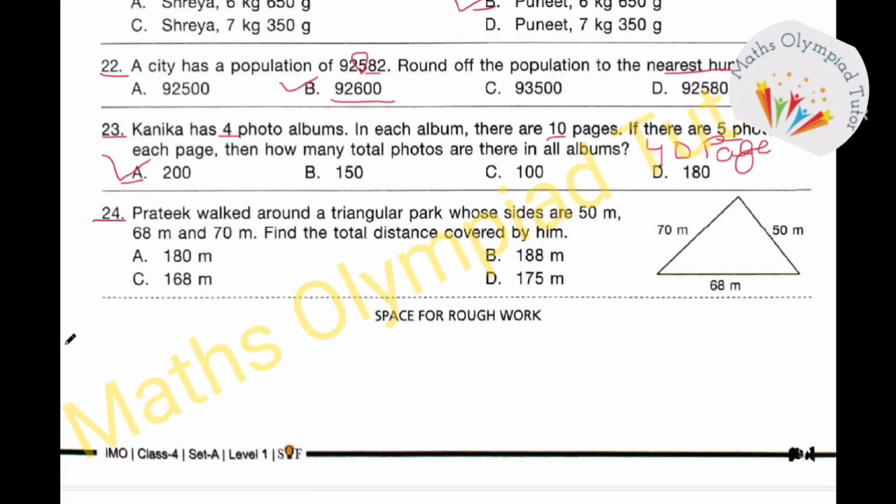24th question. It says Pratik walked around a triangular park whose sides are 50 meter, 68 meter and 70 meter. Now here we can easily observe that all the 3 sides are in the same unit. So we can easily add them. It says find the total distance. This means we have to add all the 3 sides. 50 meter plus 68 meter plus 70 meter will give us the total as 188 meter, which is option B.